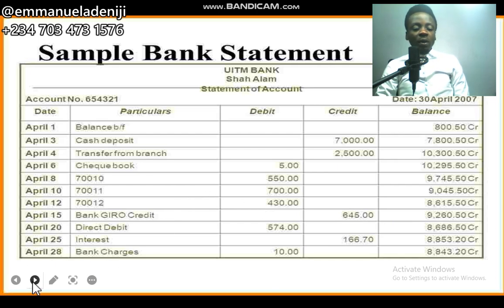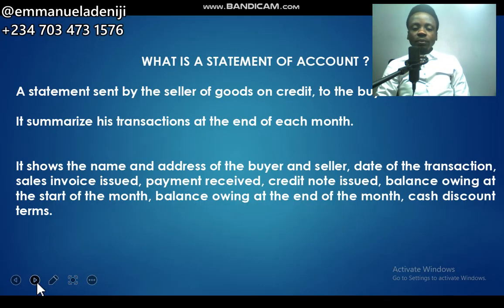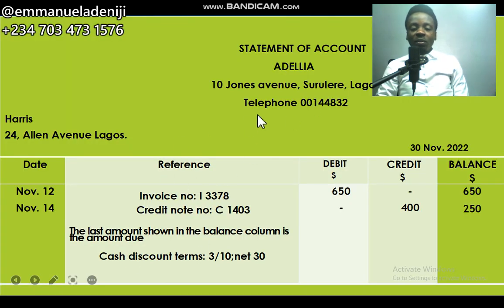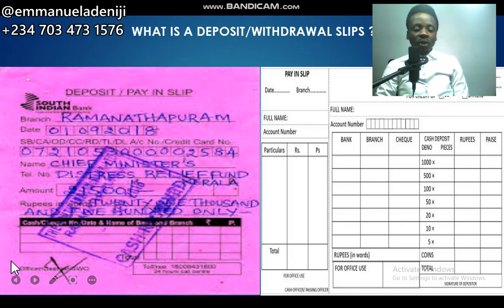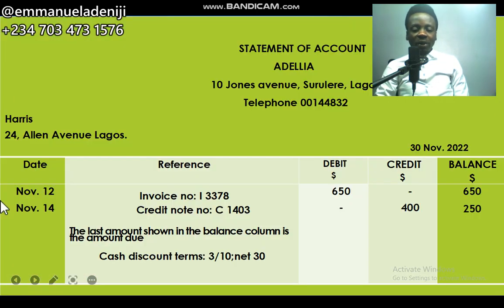But let me show you a statement of account now. A statement of account is similar to a bank statement, but not the same. It's used between suppliers and customers, service providers and customers or clients. Let's see what it's all about. Look at it. It shows you the details. It's a summary of your account with the supplier for each month. Now this is what you have.